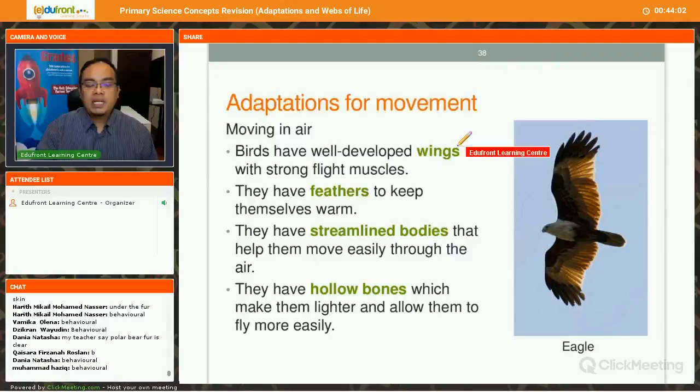All right, birds have adaptations for flying, right? So what are the adaptations for birds? They have well-developed wings with very strong flight muscles. The wings have strong muscles to help the eagle to fly for a very long distance, and they have feathers to keep themselves warm. In the air when they are flying, the temperature tends to be very cold, so the feathers help keep them warm. They have streamlined bodies that help them move easily through the air, and they also have hollow bones, which makes them very light, to enable them to fly more easily.